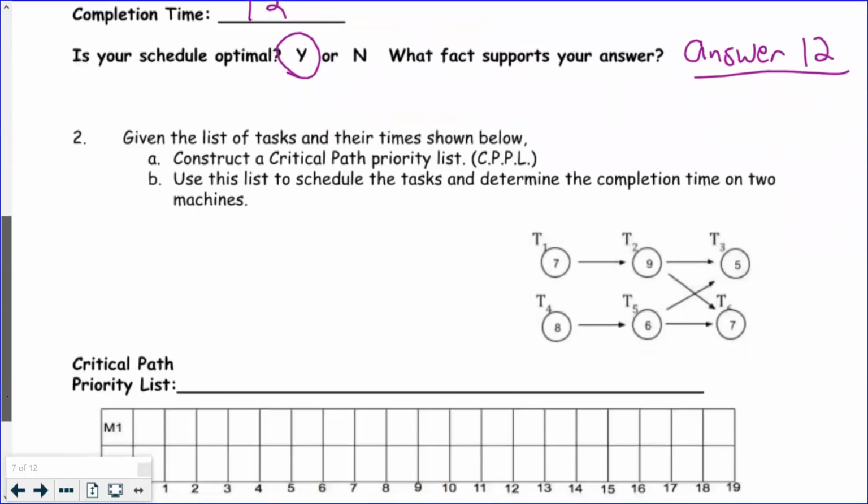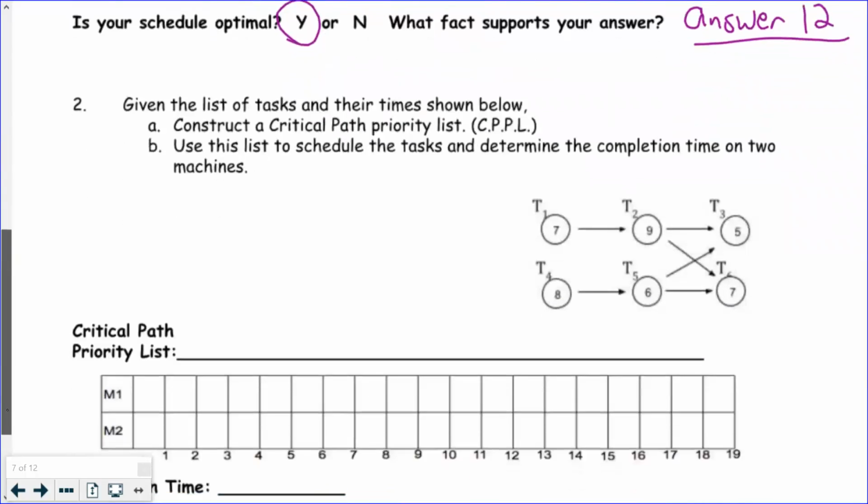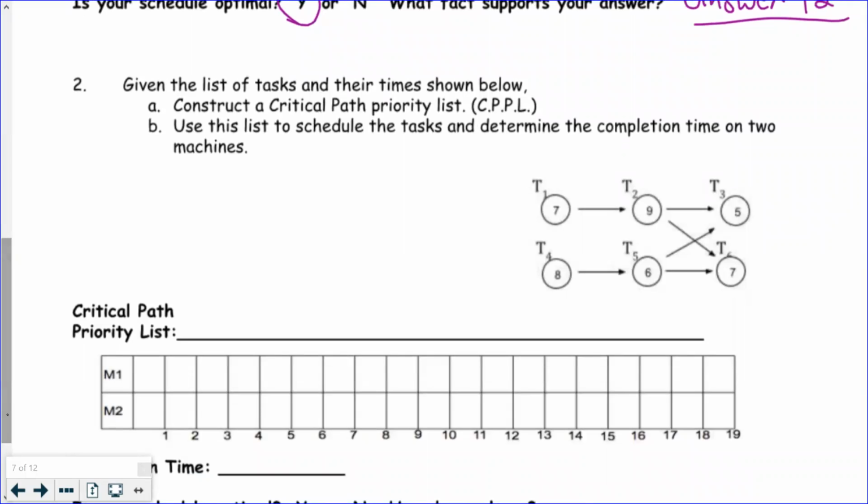Number 2. Again, we're going to construct a critical path priority list. First thing you want to do, this one's a slick one. This one's pretty easy. You might have one like this on the test. So list these out. Task 1, task 2, task 3 is my first route.